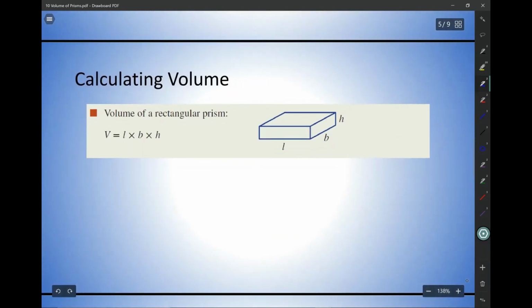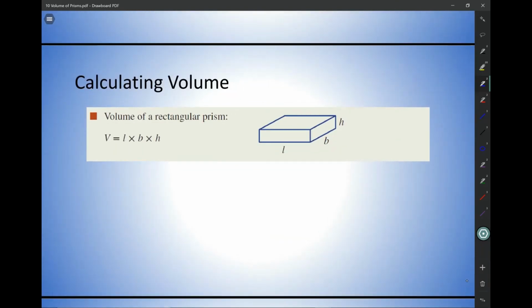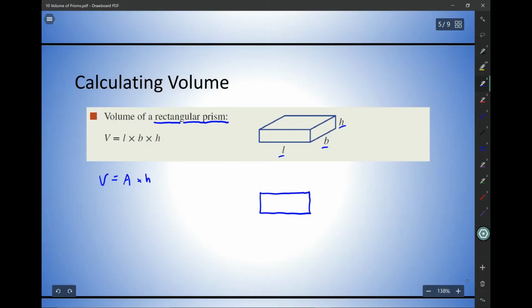Okay, now let's get on to calculating volume. In the simplest case, which is a rectangular prism, you can simply times the 3 dimensions together. Length times breadth times height. And that will give you the volume. Okay, in cases where we don't have a simple rectangular prism, what we're going to do is something like this. Let's imagine we have a rectangular prism here. I'm going to draw another one.